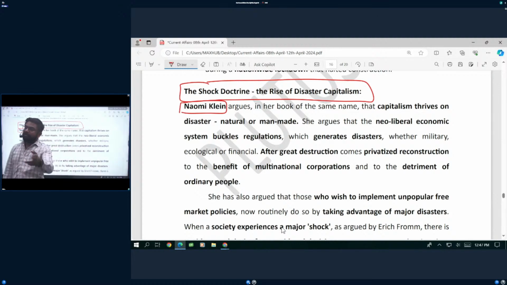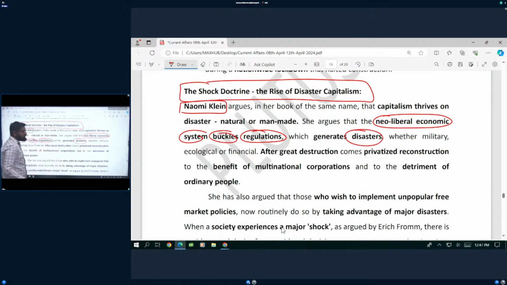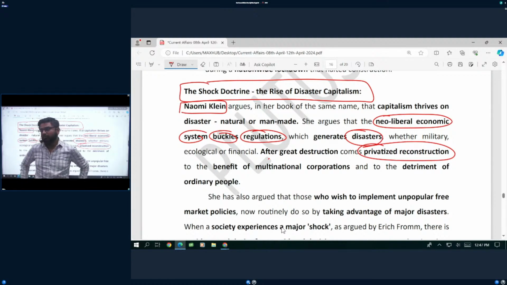Then the corporate will come and develop, and that development of course will create disasters, and then who will redevelop? Again private. This is what you call disaster capitalism. She argued that in this neoliberal economic world, capitalism buckles regulation, मतलब they weaken them, which generates disasters, चाहे वो military हो, economic हो, natural हो, and after disaster comes privatization. Very good example, Uttarakhand flood 2013 and recent में जोशीमठ, दोनों example है disaster capitalism का.